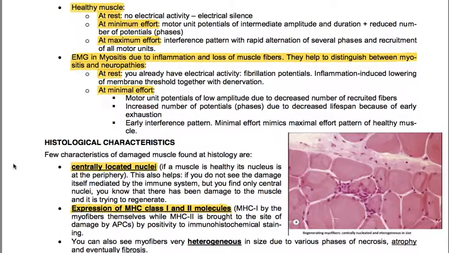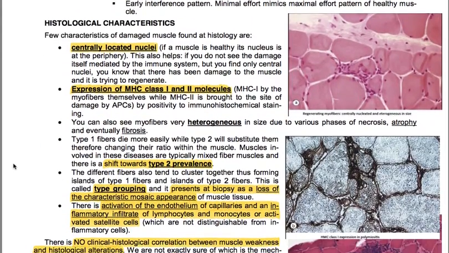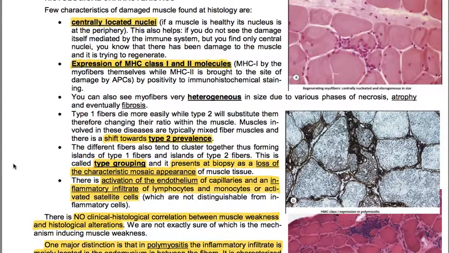Histological characteristics: a few characteristics of damaged muscle found at histology are centrally located nuclei. If a muscle is healthy, its nucleus is at the periphery. This also helps if you do not see the damage itself mediated by the immune system, but you find only central nuclei: you know that there has been damage to the muscle and it is trying to regenerate. You have expression of MHC class 1 and 2 molecules, MHC1 by the myofibers themselves, while MHC2 is brought to the site of damage by antigen-presenting cells, by positivity to immunohistochemical staining.